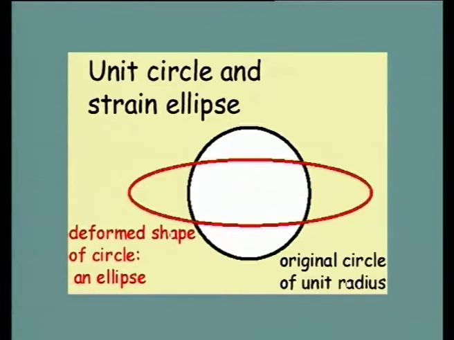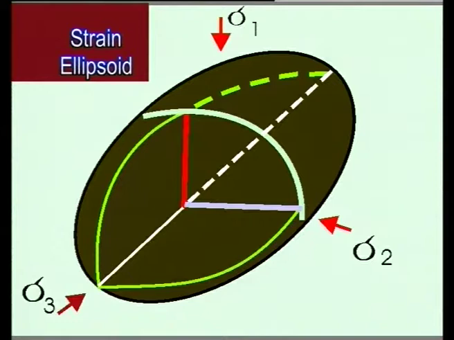Let us consider a circle. If we superimpose the ellipse on the circle, there will be 2 lines which have not changed their length, where the ellipse and the circle intersect. These lines which have not changed their length during the deformation are known as lines of no finite longitudinal strain.